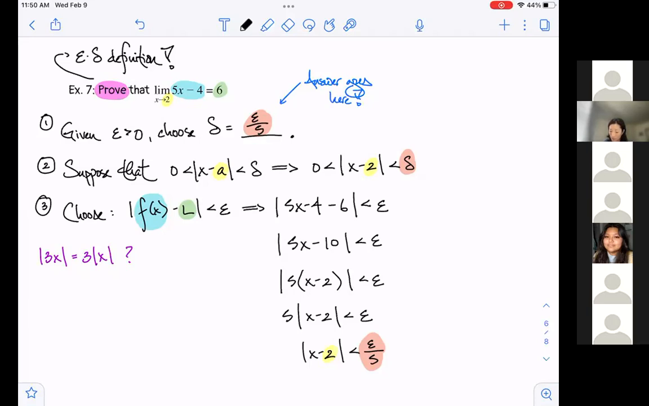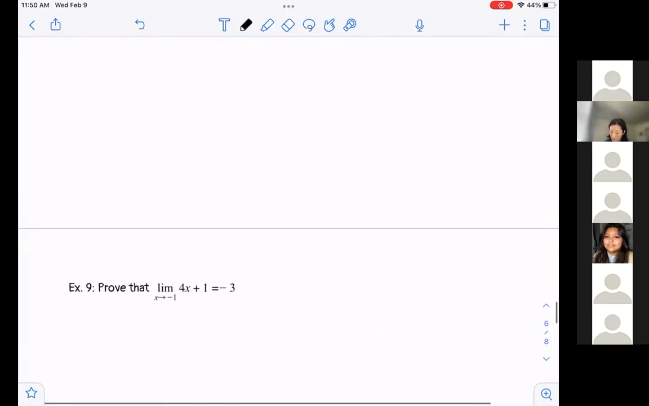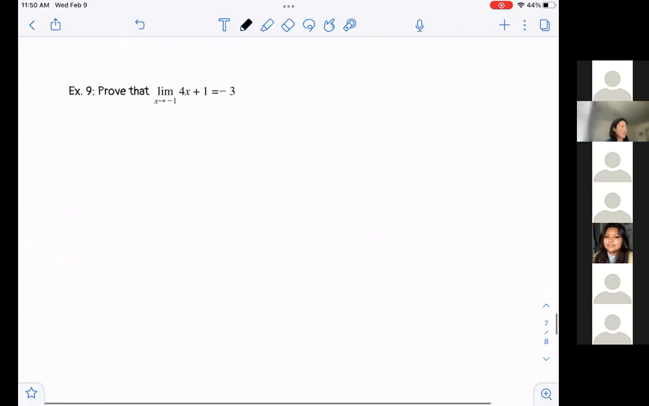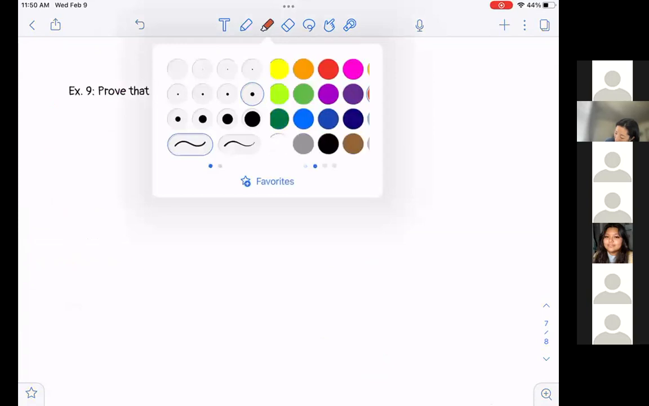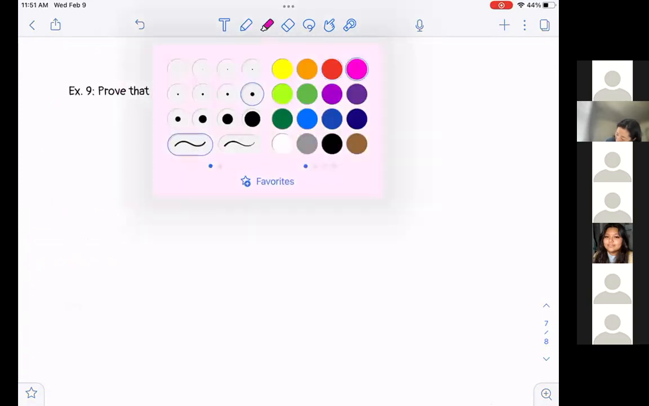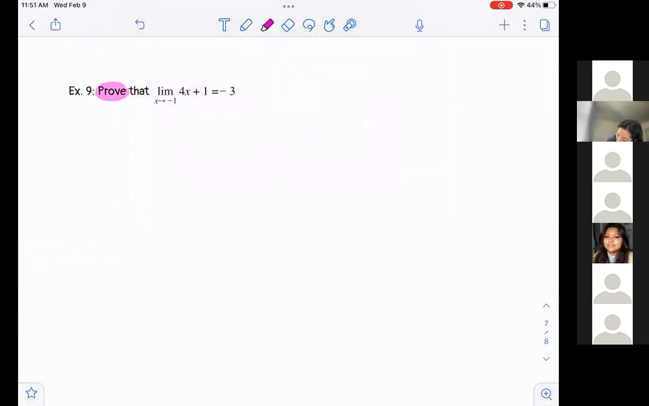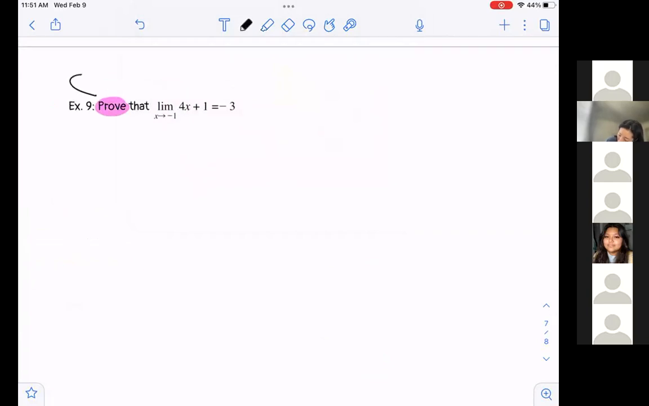Okay, cool. So we're going to go to example 9, all right? And we see again that we have, prove that this limit is true. And so we're like, oh, that's right. This is the epsilon delta definition. And so knowing it's the epsilon delta definition, we have those 3 steps to follow.